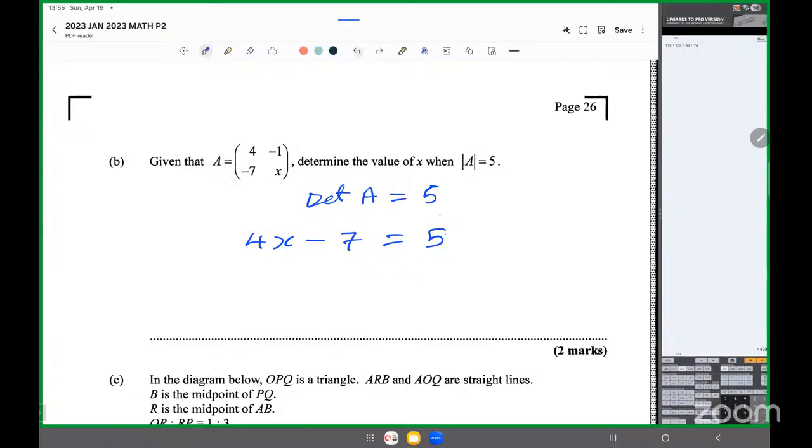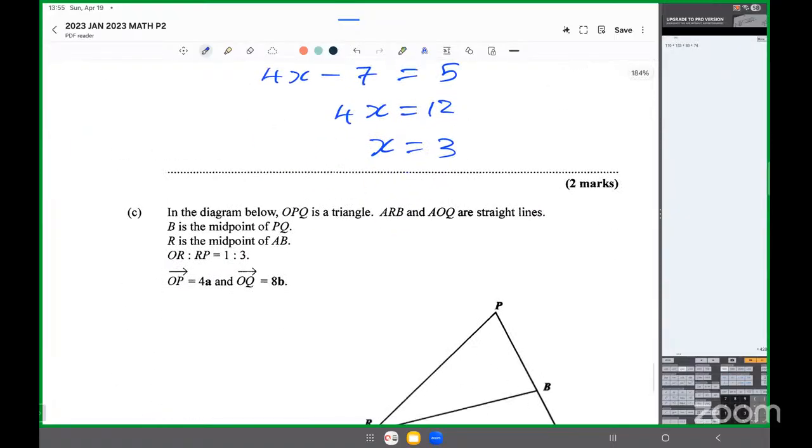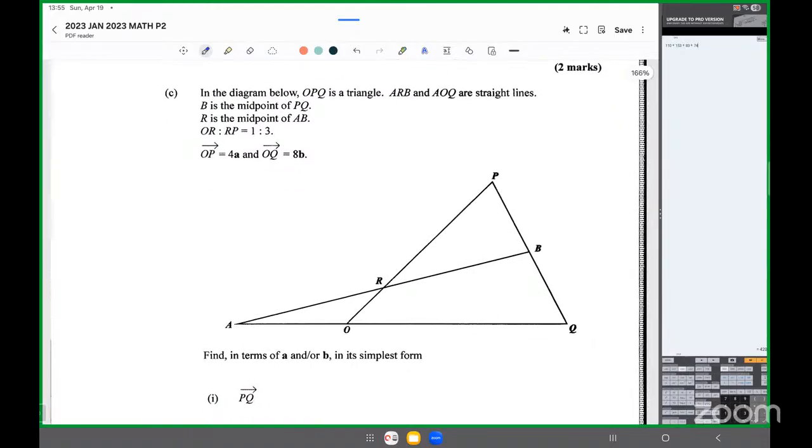You add the 7 first, you get 4x equals 12. You divide by the 4, you get x equals 3. So you add the 7 to the 5 and get 12, then divide by the 4, you get 3. Next question. Last thing on the day.